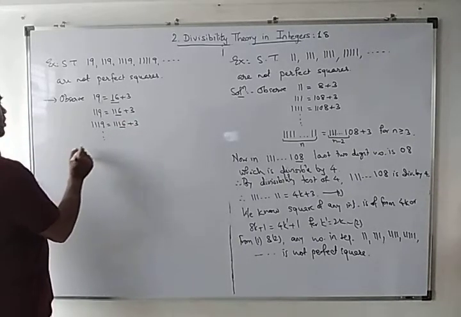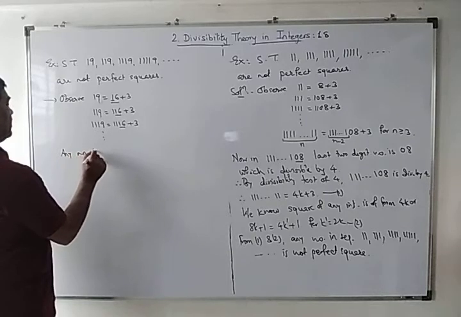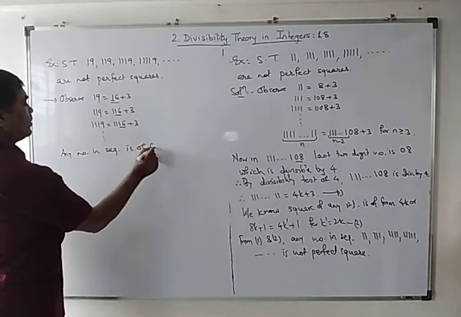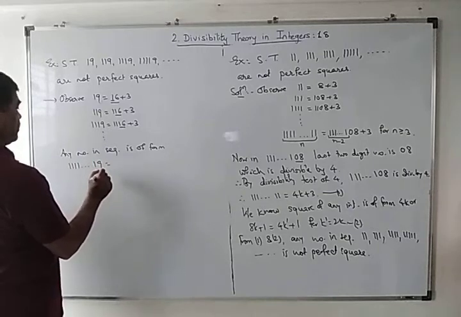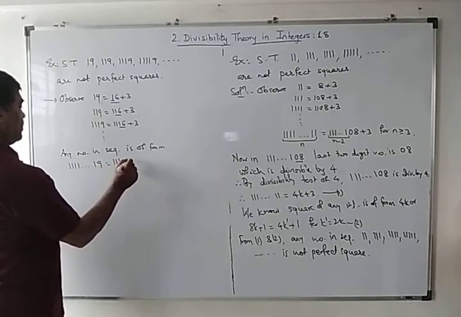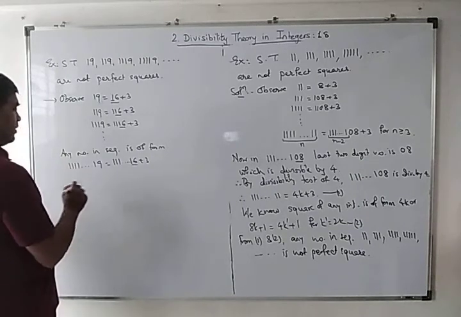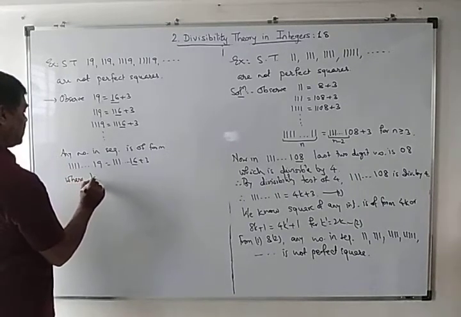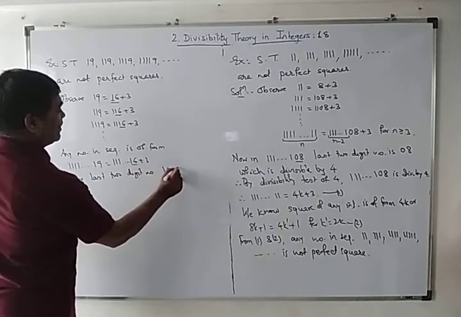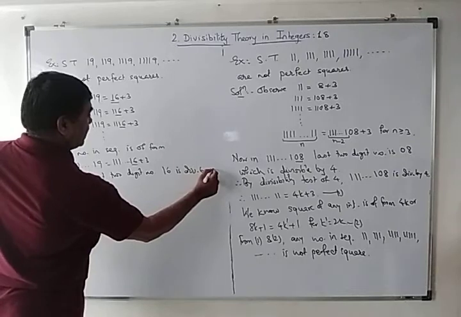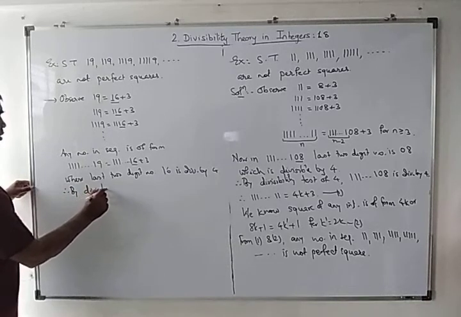So any number in the sequence is of the form 11...16 plus 3, where the last two digit number 16 is divisible by 4, and therefore by the divisibility test of 4, the whole number is divisible by 4.